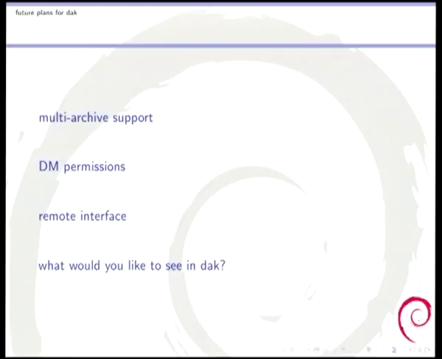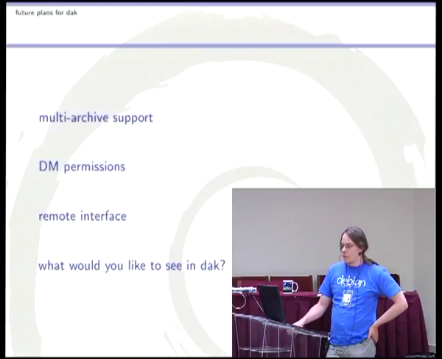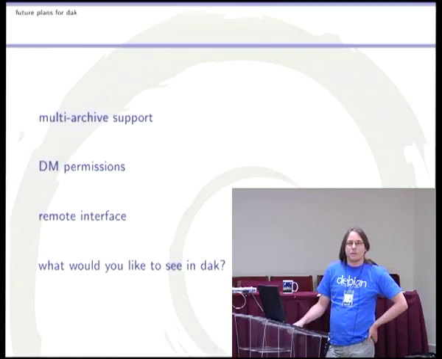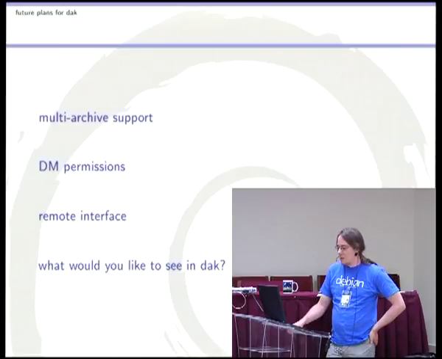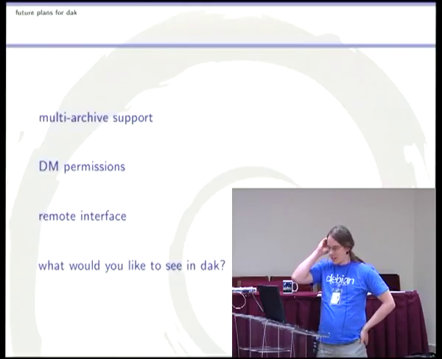So there's basically four parts. The first part is a short summary of my current Summer of Code work, which is to introduce multi-archive support in Dak. The other topics are the Debian maintainer permissions. People might know that I wrote a mail to the lists about this. And then there's an idea for a remote control interface for Dak, which basically was already introduced in the Debian maintainer changes I suggested, and what else we could do with this. And then the part that probably won't work that well today is that I wanted to know what other people would find useful to see in Dak.